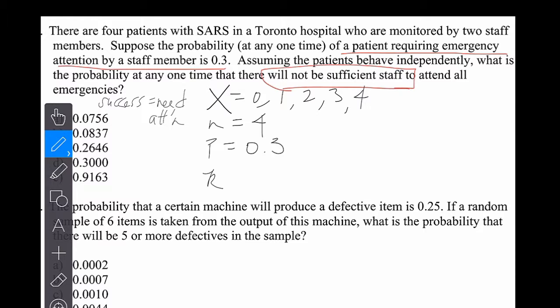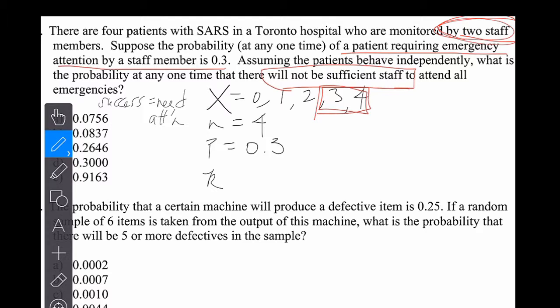Well, there's only 2 staff members. So this is the other critical piece of information. There's only 2 staff members. So because there's only 2 staff members, the problem of not having sufficient staff will only happen if 3 or 4 people need attention.